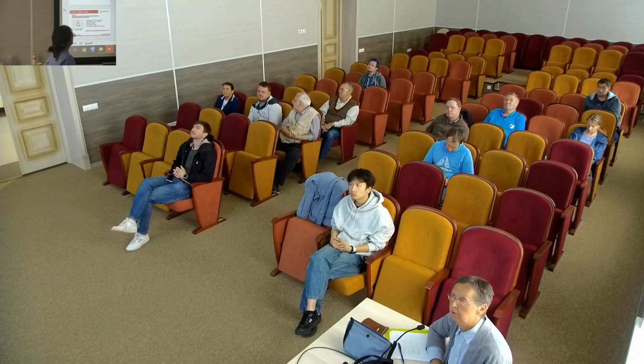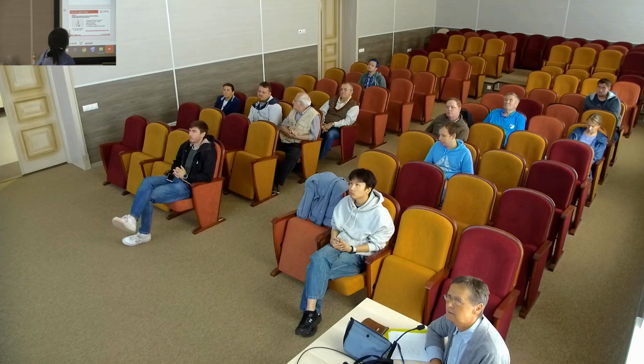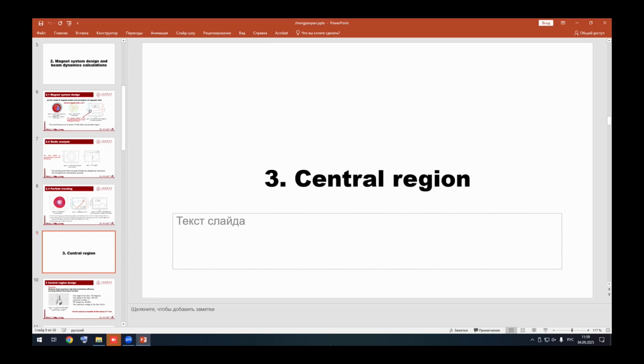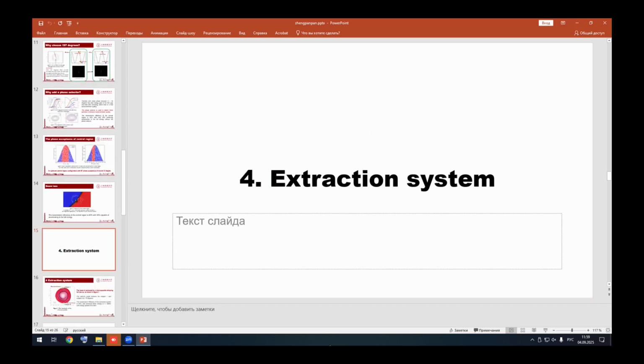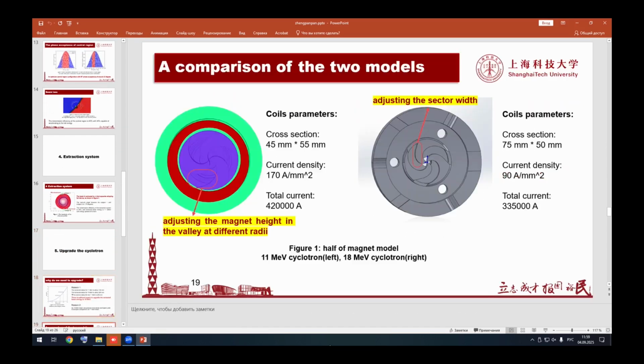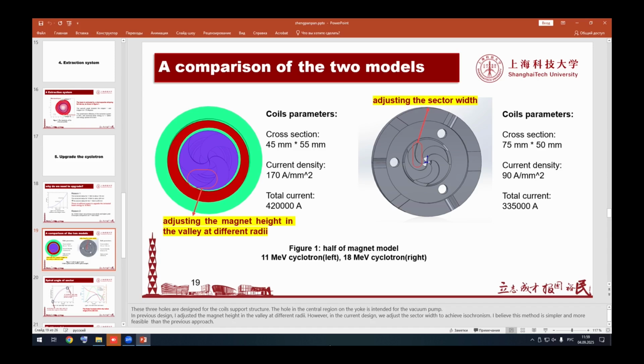And how much do they differ in diameter of the magnet, for example? The diameter of the yoke of the magnet in the 11 MeV accelerator I saw in the table, and for 18 maybe I missed the diameter. I see a difference in the coils. Is it totally different? This design is totally different.